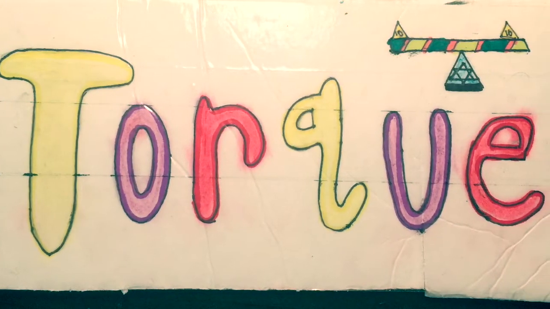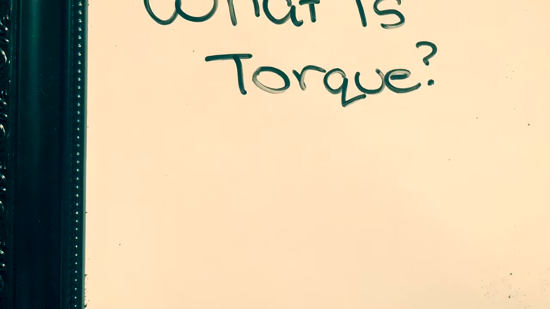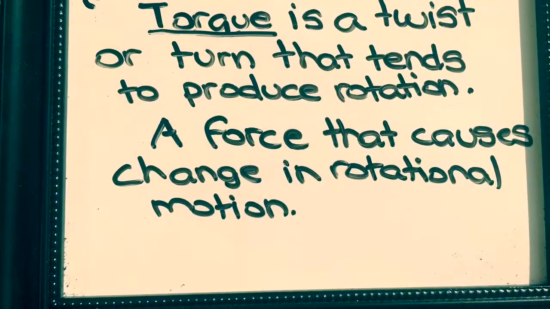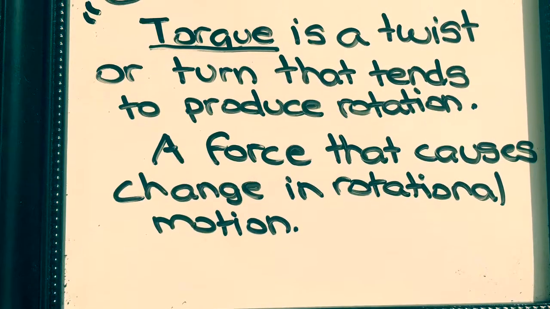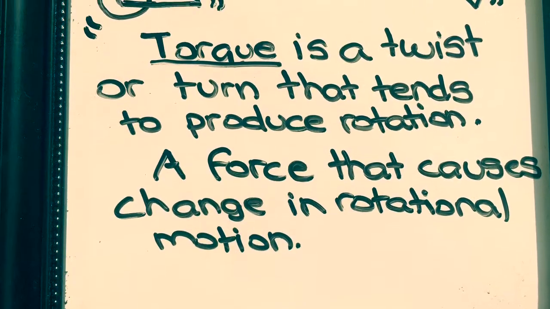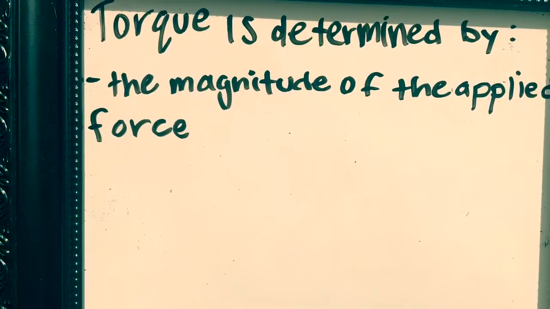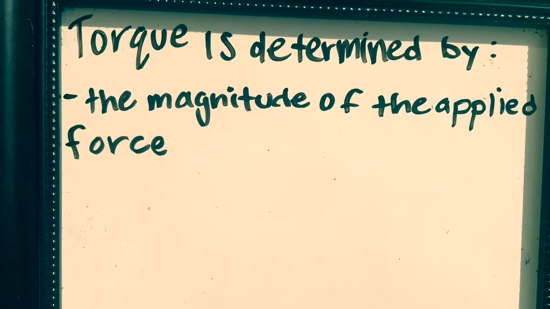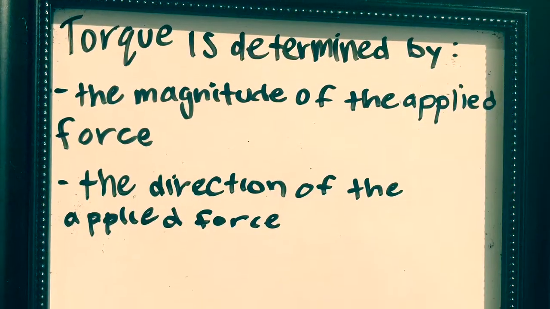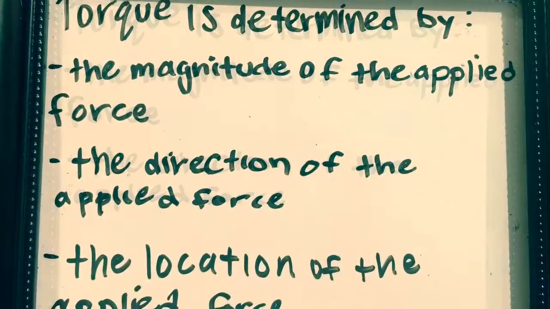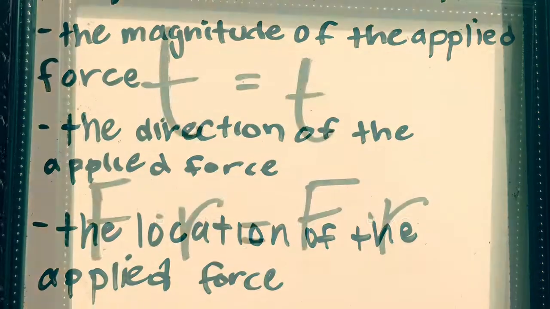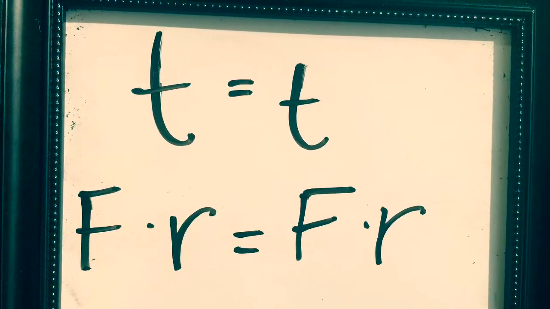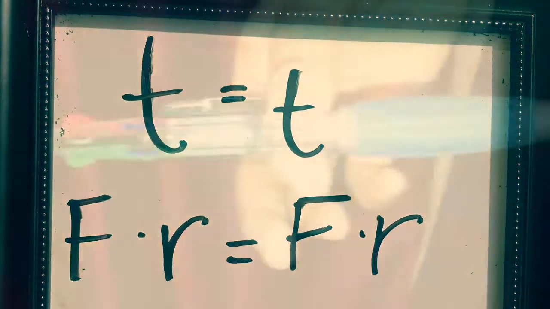The second topic is torque. What is torque? Torque is a twist or turn that tends to produce rotation, a force that causes change in rotational motion. Torque is determined by the magnitude of the applied force, the direction of the applied force, and the location of the applied force. Torque equals force times radius.